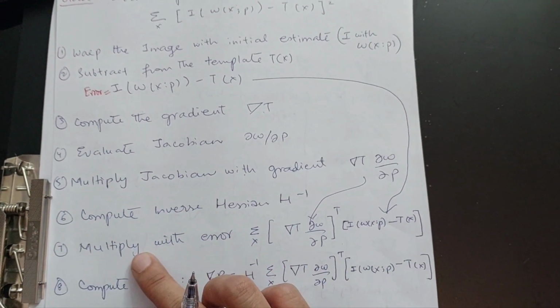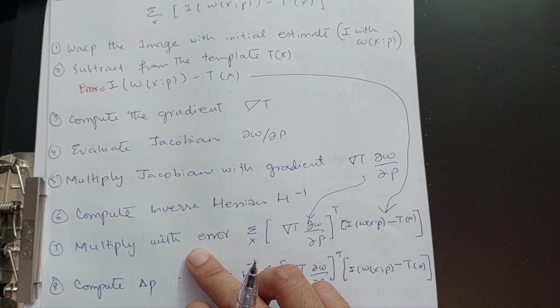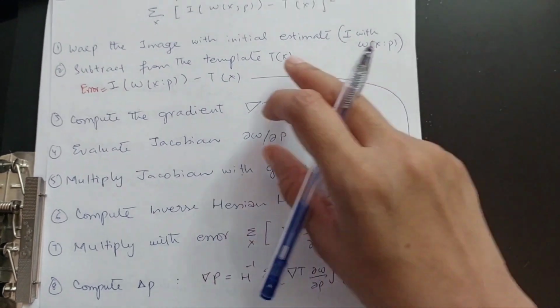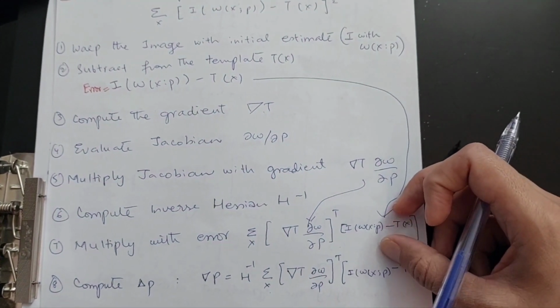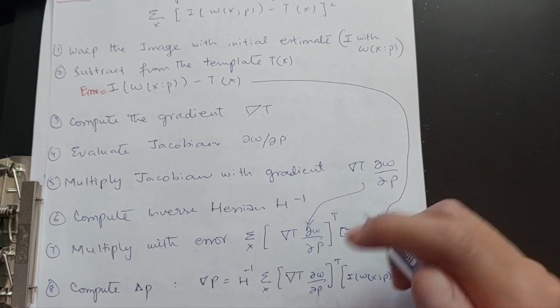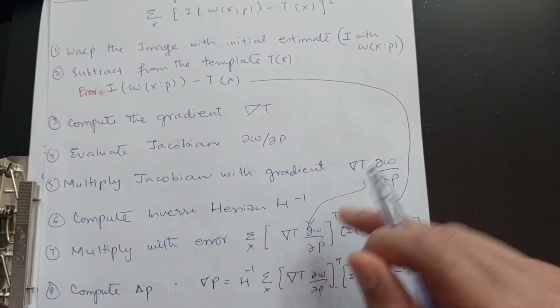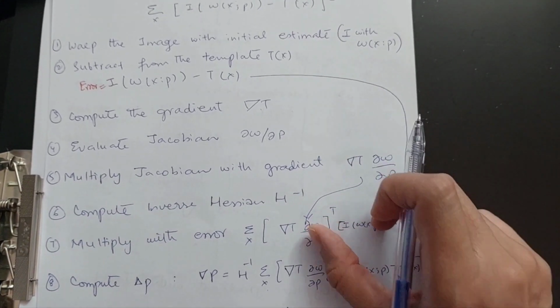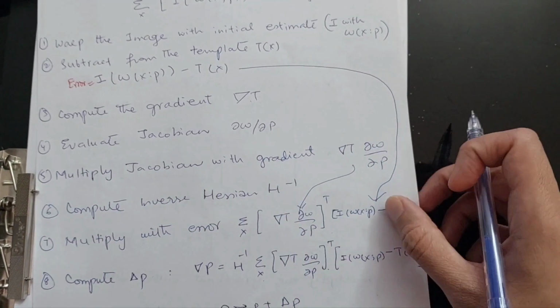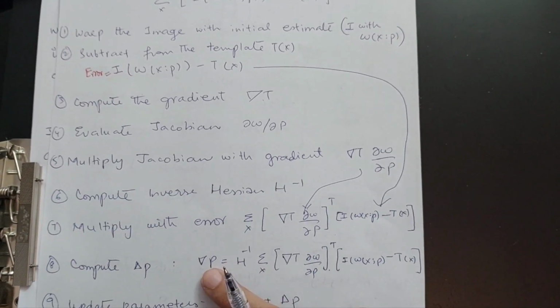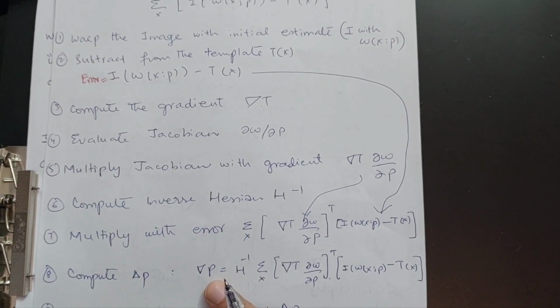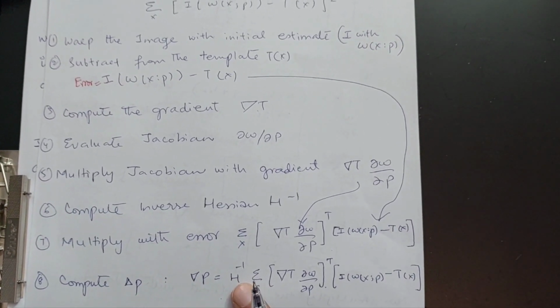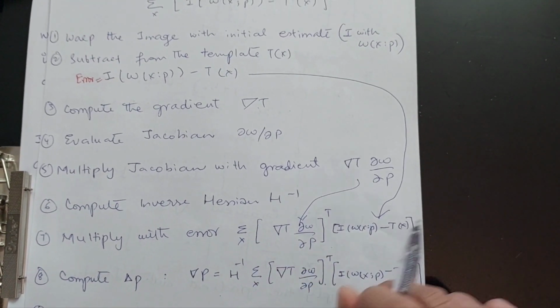Then in the seventh step we multiply it with the error. So this was the error equation. The error equation is actually multiplied with this transpose term. So when you multiply this transpose term with your error, then in the end your delta p is calculated in such a way that Hessian inverse comes on this side, and this transpose, and then this error.